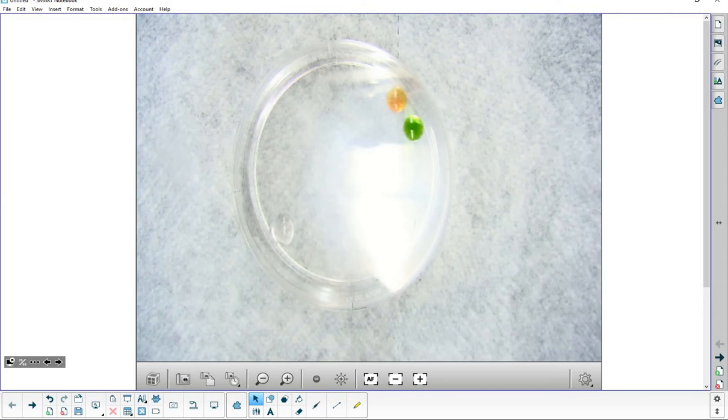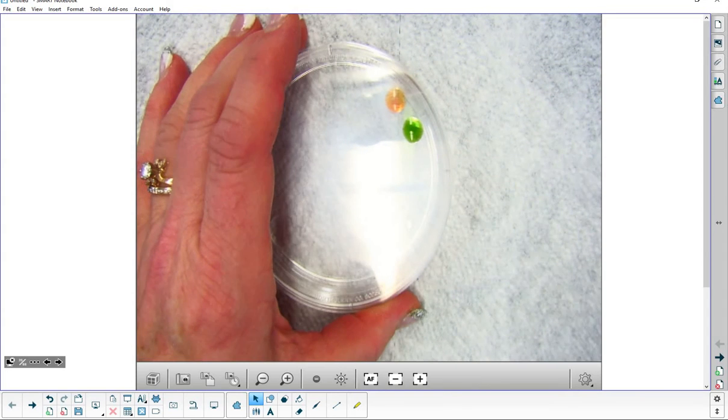Now, this is where you've got to be careful if you've got contacts on. You want to make sure that you take it over to the sink and you put it under water. So I'm going to do that right now.